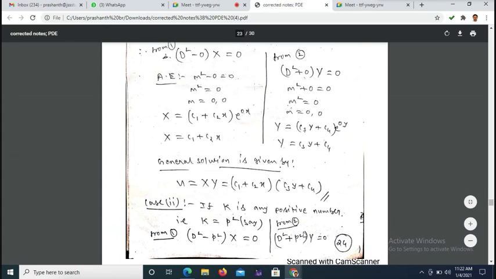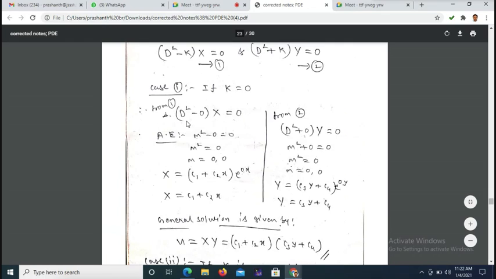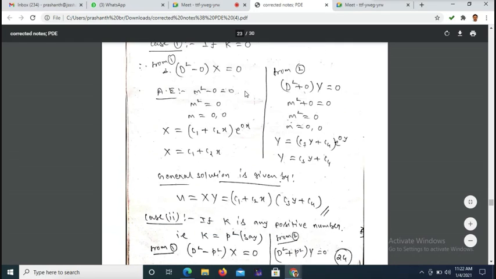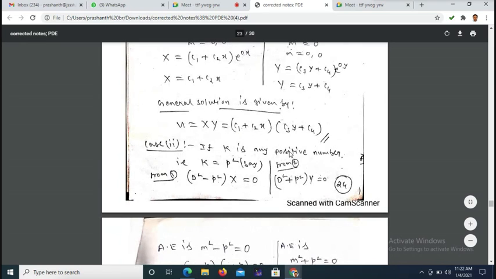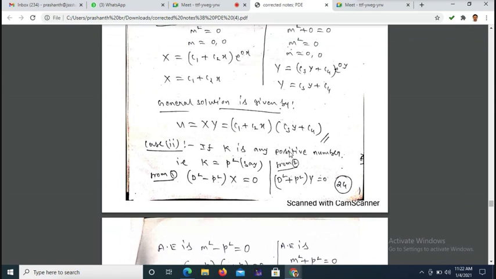Come to case 2. Here in case 1 I have taken k is 0. Next, k is equal to some positive integer. That is case 2. So let me take k value as p square, some p square. Why have I taken square? Because the reason behind that is positive integer.